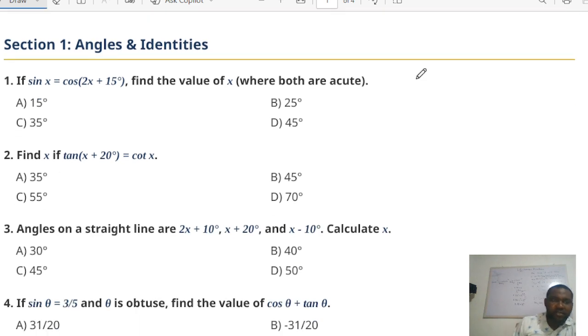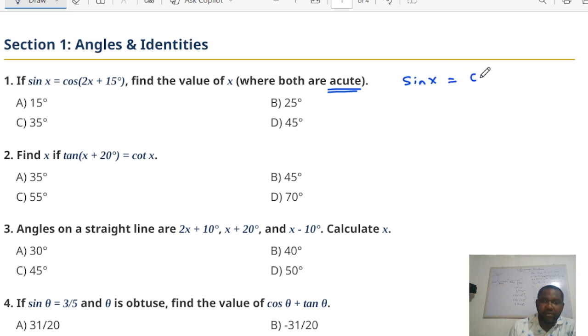The first one says, if sine x equals cos 2x plus 15, find the value of x where both are acute. Later I'm going to explain why you need to know this. Whenever you see sine of an angle being equal to cos of another angle, it simply means that the two angles are what we call complementary angles. Complementary angles simply means angles that sum to give 90 degrees.